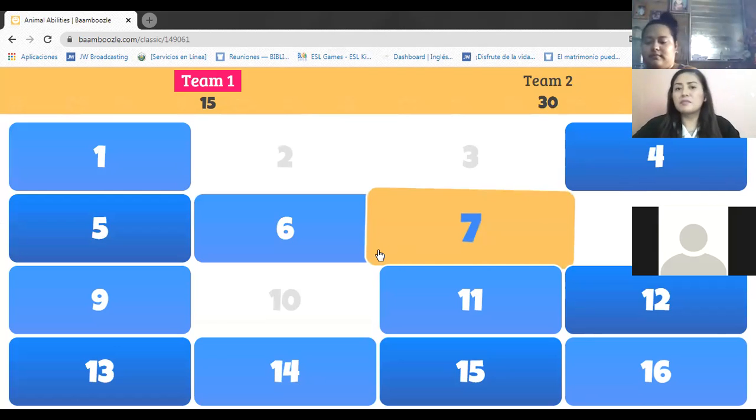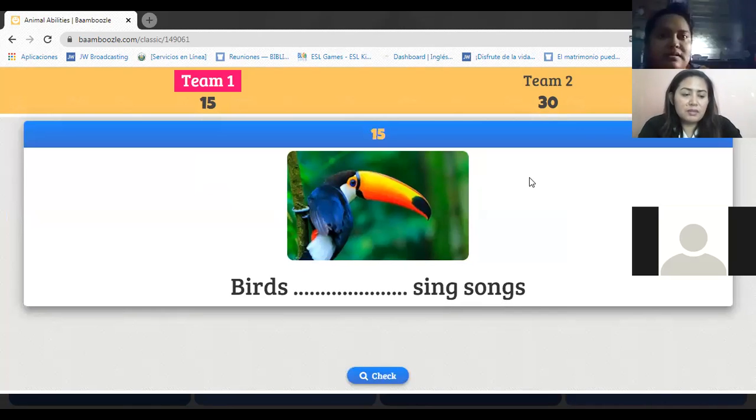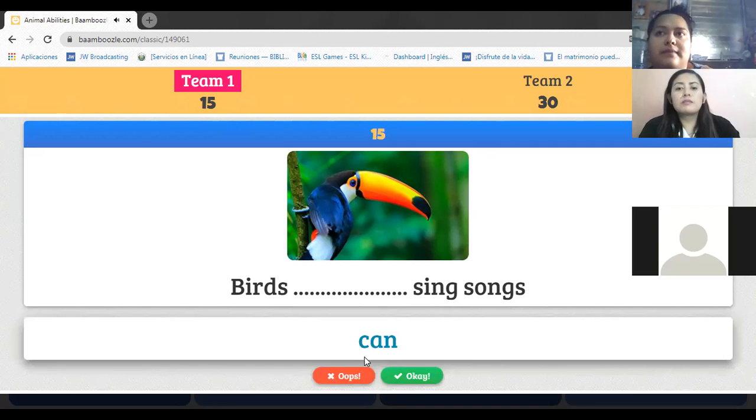Number five. Let's see. Birds sing songs. Birds can or can't sing songs? What do you think? Can't. Affirmative or negative? Negative. Birds can't. Okay. Oh, it says birds can sing songs, right? They can sing. Maybe they cannot sing songs that we understand, but they sing.